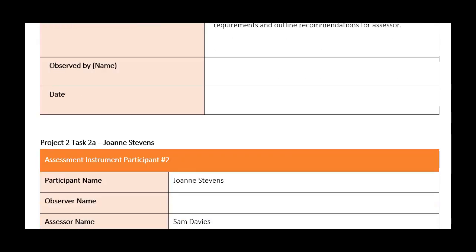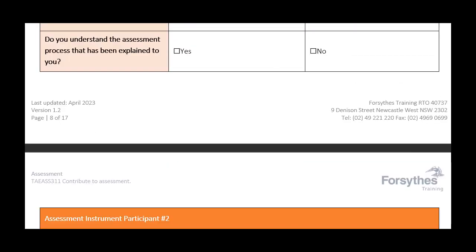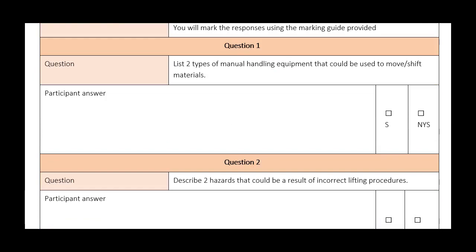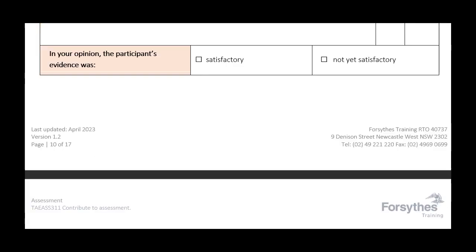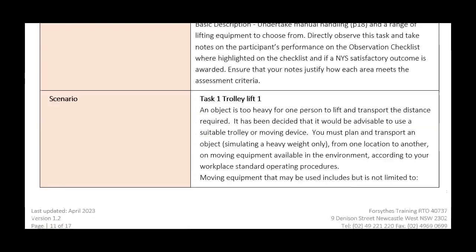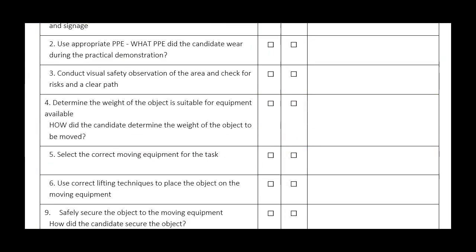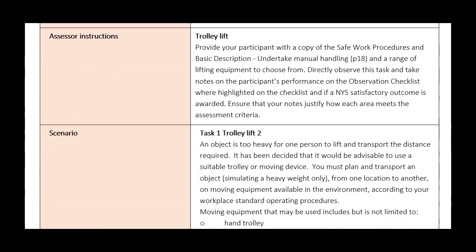You'll find then the document is there for Joanne, and you'll need to go through and fill that in. The same for Joanne. Listen to her answers, document them. Give feedback about her knowledge assessment to Sam. Then you'll need to observe her do those 2 trolley lifts, being careful to put good assessor comments there that'll actually help Sam to make a judgment.